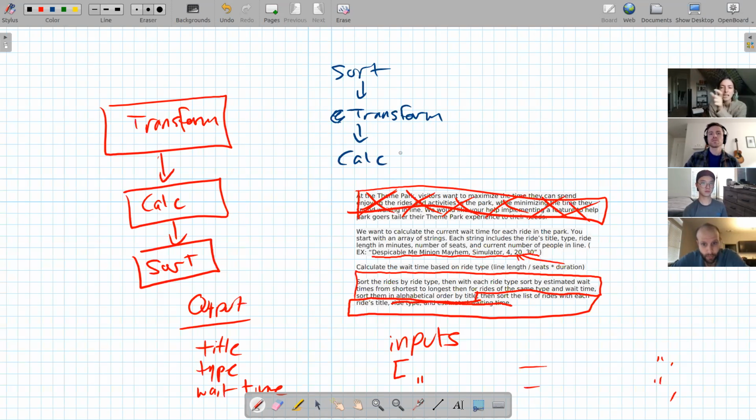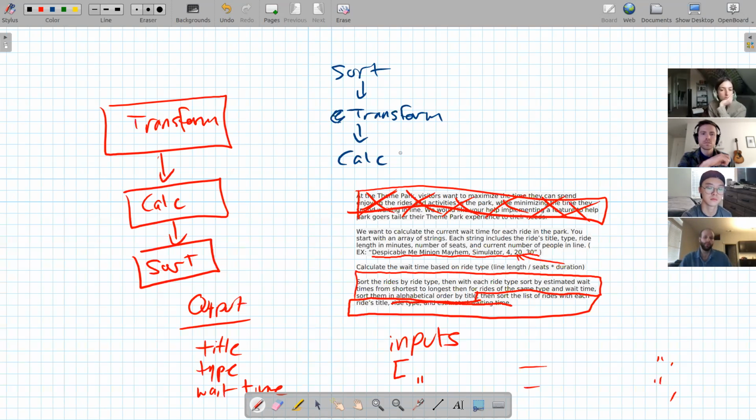Is this asking for three entirely separate arrays that are sorted? That's a good question. What output type are they looking for? They don't specify, so what I did was an array of hashes. But three different arrays of hashes: one sorted by ride type, one sorted by estimated wait time, and one sorted alphabetically. I did this as two different sorts, but I agree that the wording isn't super clear. I did it as sort by ride type, and within ride type by estimated wait time, and then alphabetical order, and then sorting the list of rides by title. But yeah, you could totally say it's three different ones. So we'd have to clarify.